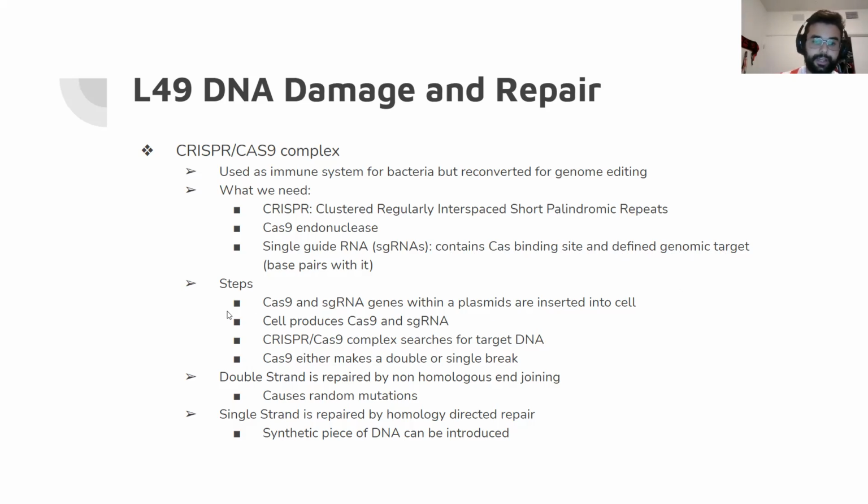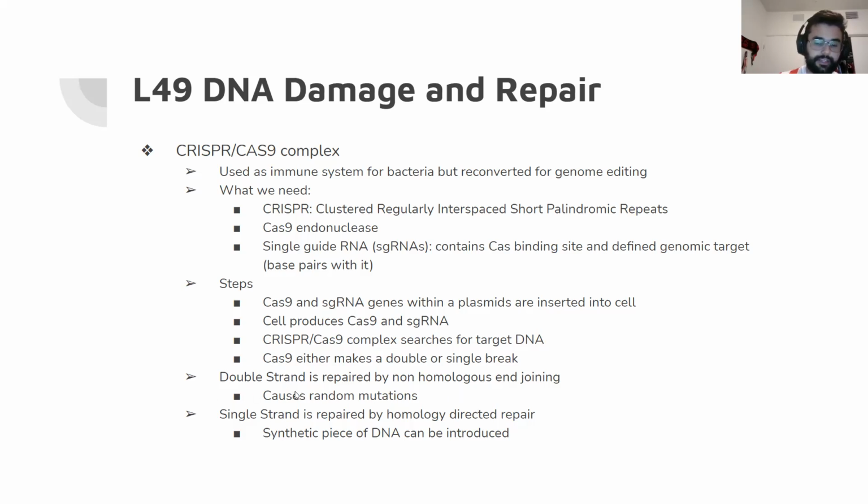So for the steps, our Cas9 and our single guide RNA are inside plasmids and then are inserted into a cell. The cell starts producing Cas9 and sgRNAs. We're able to form our CRISPR-Cas9 complex, which searches for a target DNA. Our Cas9 then is going to make a double strand or a single strand break.